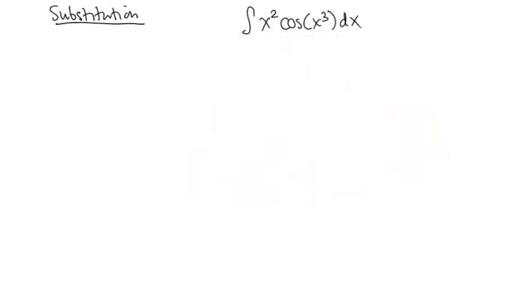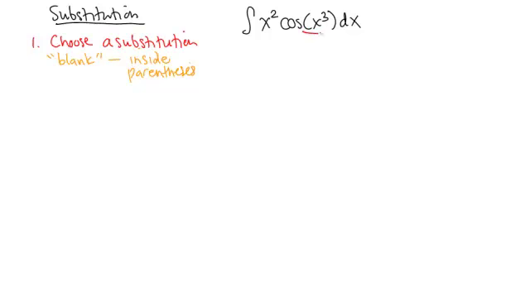Let's revisit our example from before, the antiderivative of x squared sine of x cubed. The first step in the method of substitution is to choose a substitution. The idea here is you're trying to figure out what would have been the blank bit inside of the chain rule. And so usually what we do is we choose something which is inside the parentheses in order to help us out with this process. So in our example, we have this expression of x cubed in the parentheses. And so I'm going to let u equal x cubed.